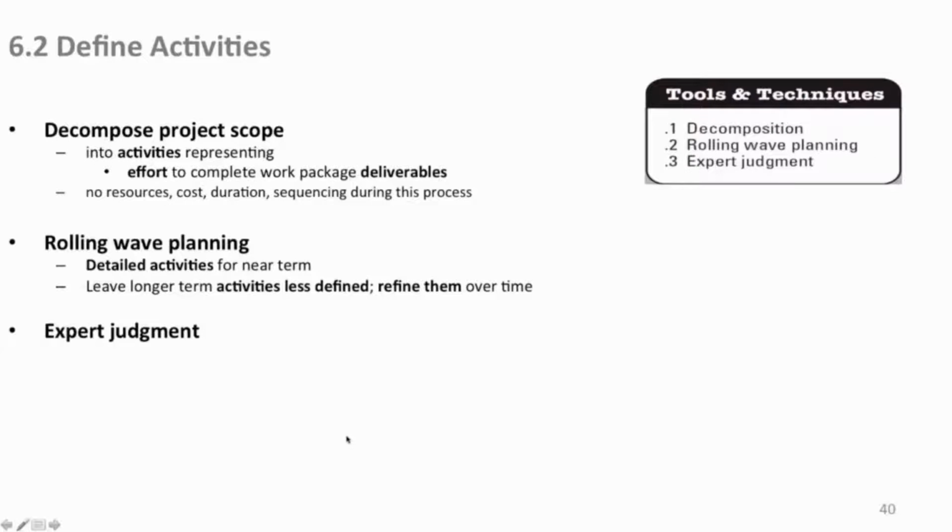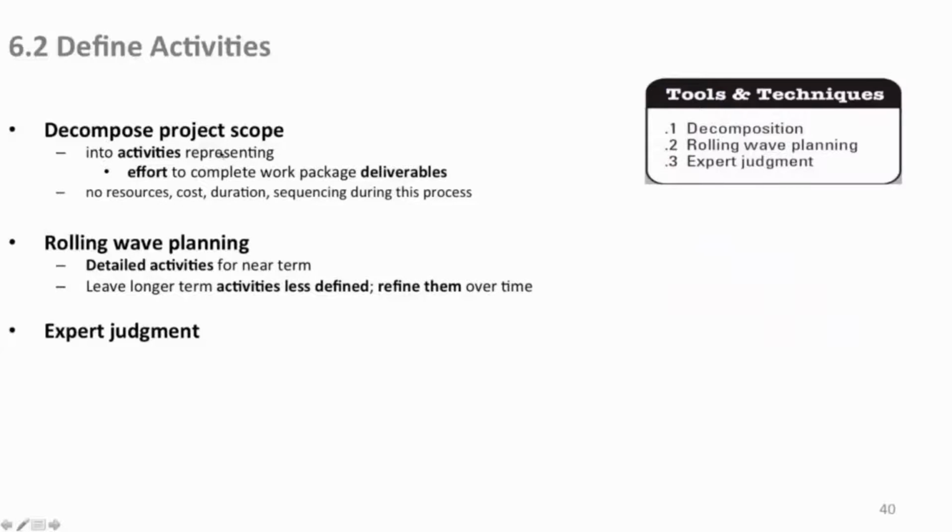Tools and techniques. Decompose the project scope. We've done that with the WBS. You want to look at it again, make sure everything's good, it hasn't changed or anything. So you decompose activities to represent the effort. Effort is time. The effort needed to complete your work package of deliverables. Again, there's no resources yet on here, there's no costs. There are yet no durations. This is just activities. Whatever you need to do at this point is all we're dealing with.